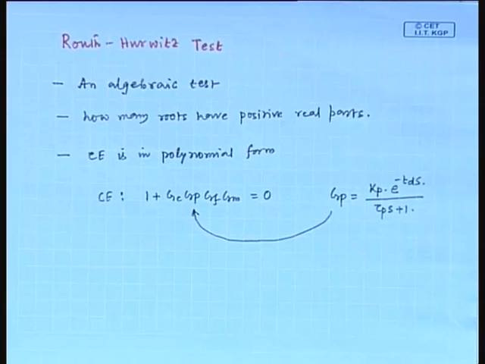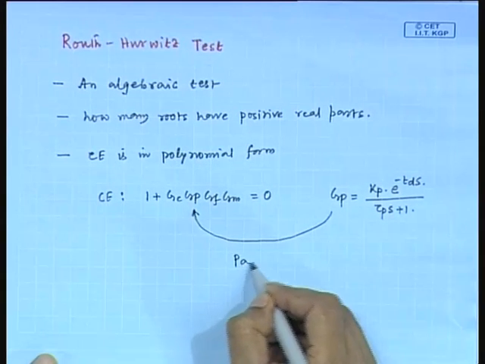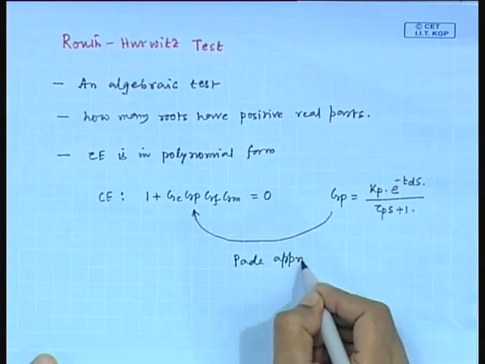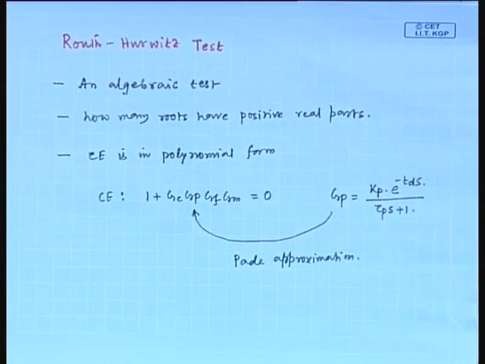So, what can we do in this case? We can go for approximation, maybe Pade approximation, maybe Taylor series expansion. Remember, in that case, we can do only the approximate stability analysis. If we approximate this exponential term, say by Pade approximation, exact stability analysis is not possible, only approximate stability analysis is possible.